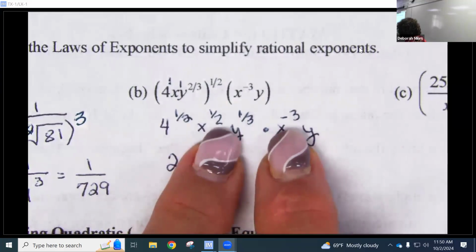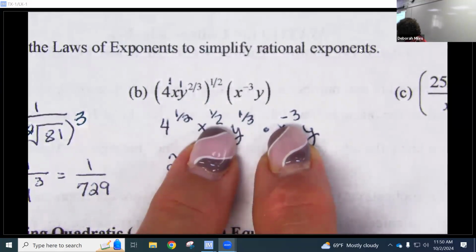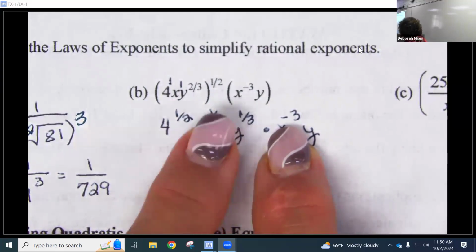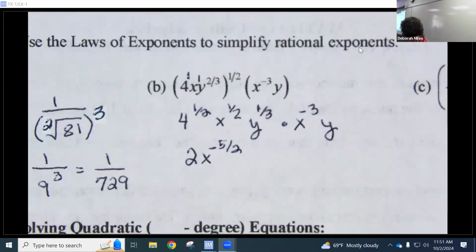You add them, and yay if you can do that without having to punch it on your calculator. If you have to punch 1/2 minus 3, you can, but it's 1/2 minus 6/2, which is -5/2. If you don't know how to get that on your calculator, hang around a minute after class and I'll help you.